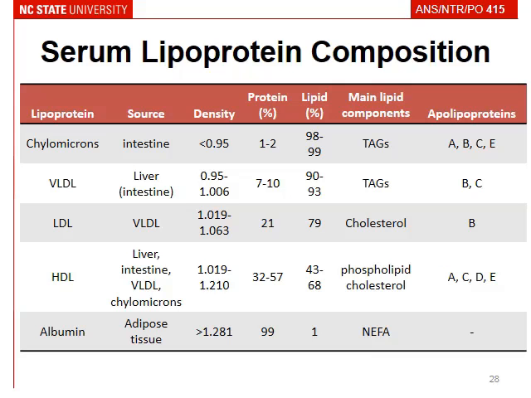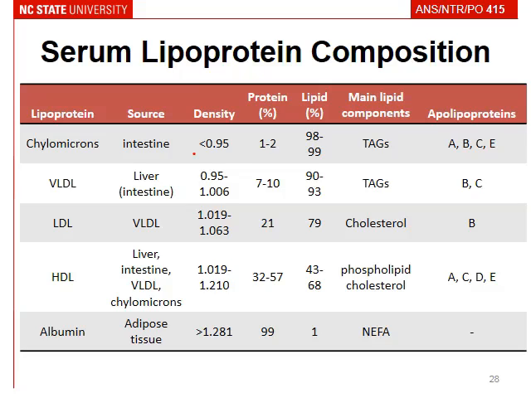So here we have a table of our lipoprotein compositions, and you can see we have all of them except the IDL, basically because the IDL is similar to the VLDL. So first we have our chylomicrons. It's coming from the intestine. You can see the density here.